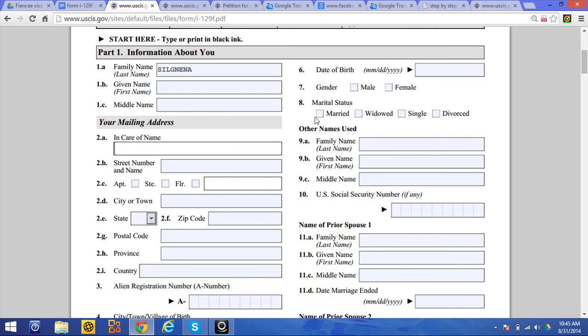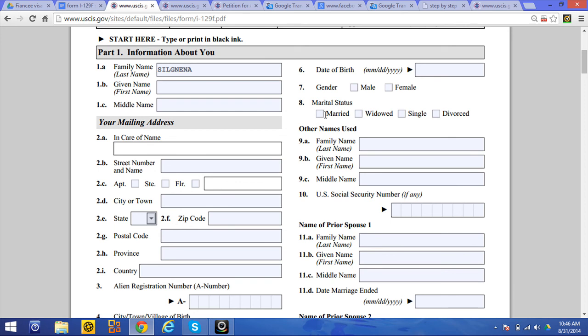Question 8, marital status. You want to understand, don't click on married. You check only one box, and make sure this is not married. A couple can't be already married and use the K1 fiancé visa. If you're married, you cannot use it. So don't click on married. You can be single, divorced, or widowed, but you cannot be married, because you cannot already be married to use the K1 fiancé visa.